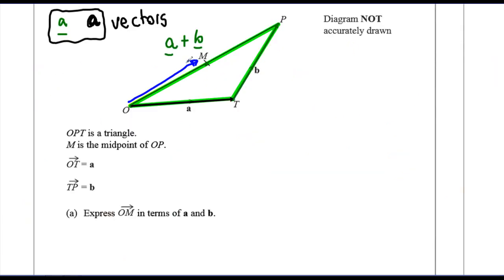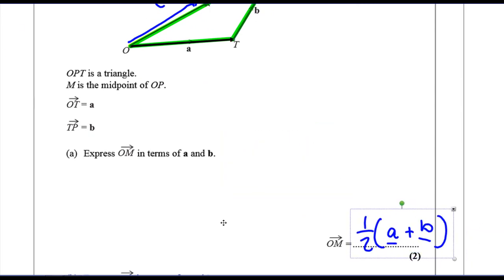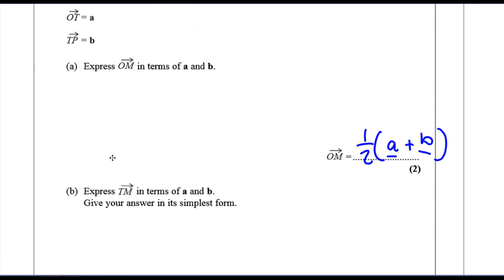Okay, that's what we're going to use now then, because we only want to go halfway across the vector. Well, this whole vector is A plus B. So we want to go a half A plus B, and we've got there. Job done. Looks tricky, but if you understand what's going on, it's all good. Okay, 2 marks. Express TM in terms of A and B. Give your answer in its simplest form.